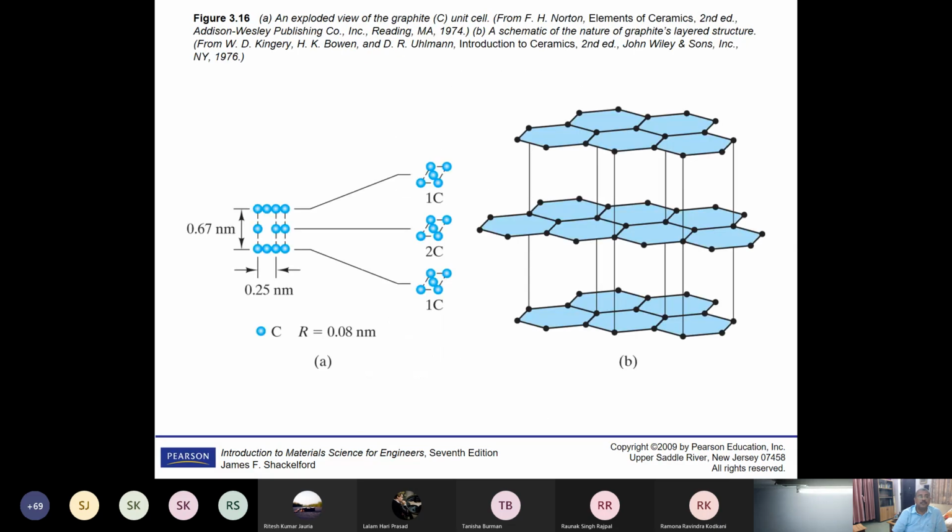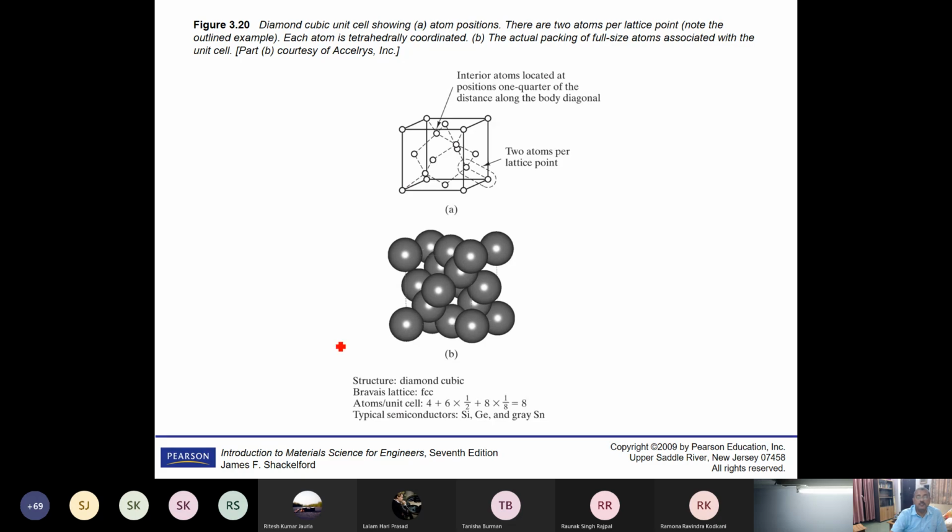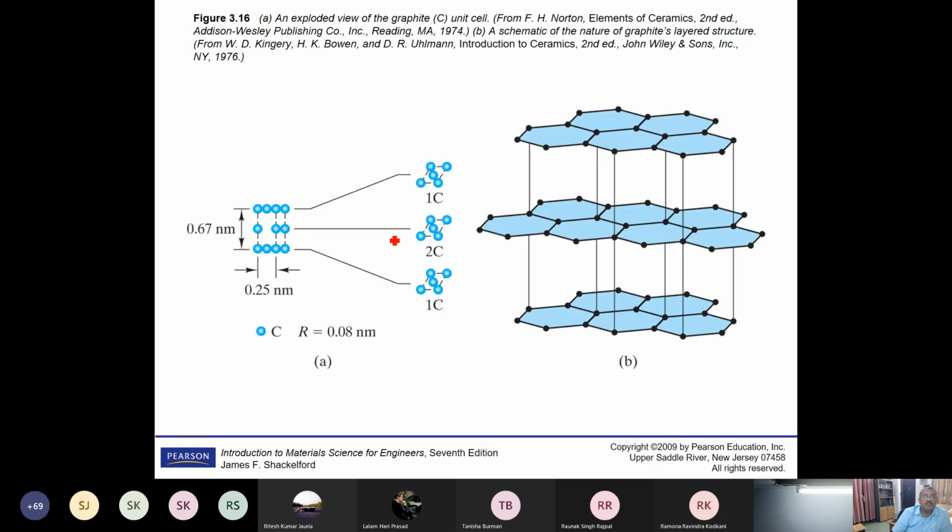Diamond cubic I just showed you. This is the structure of diamond cubic, which I mentioned. Bravais lattice face-centered cubic. More specifically, it is called diamond cubic. But look at the same carbon atoms. If they are arranged in this hexagonal form, and these are the basal planes, this is the structure of graphite. Graphite layer structure.